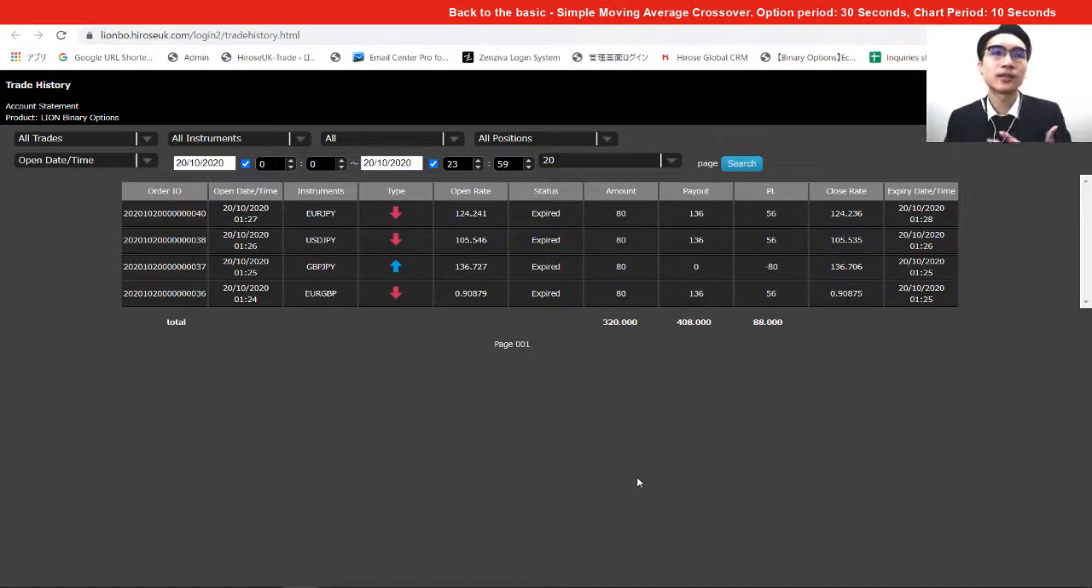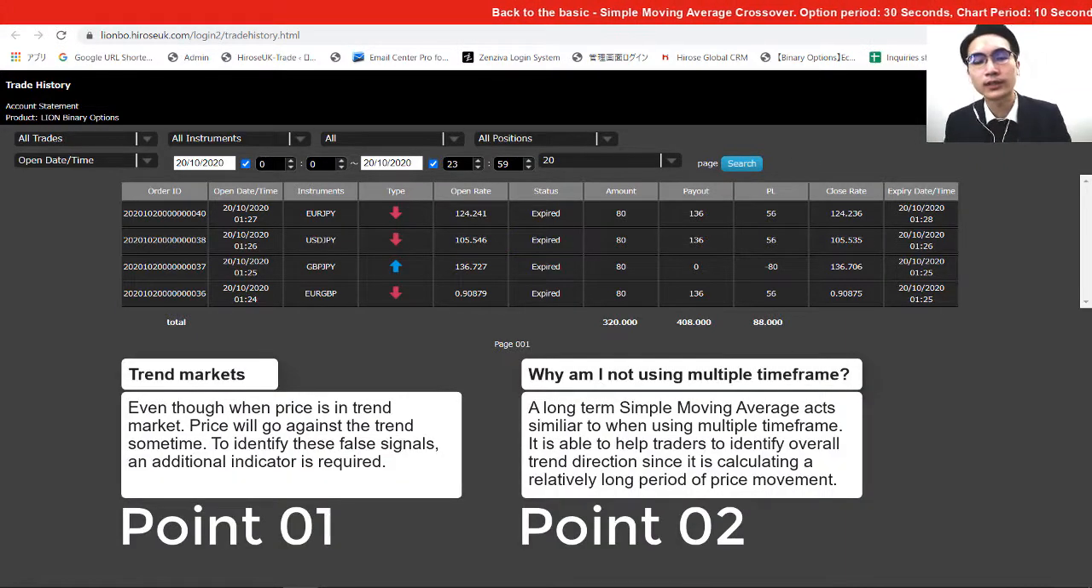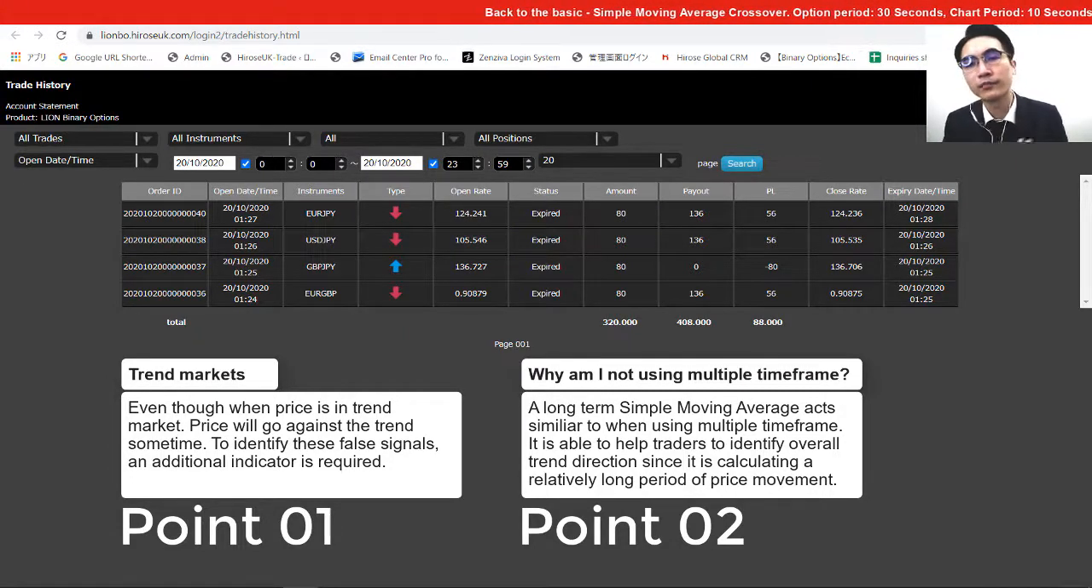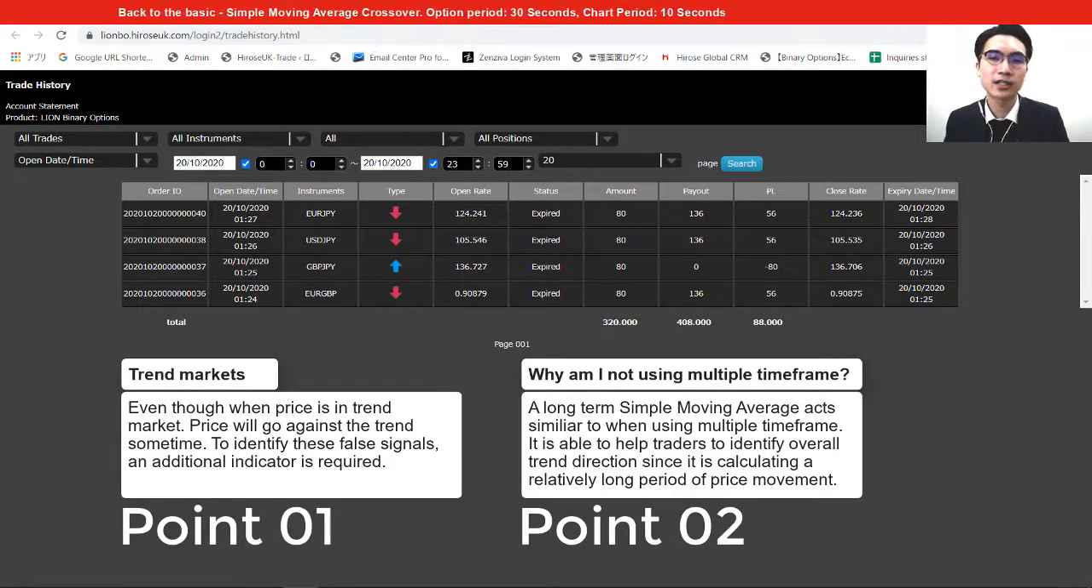Again, a quick summary for today. Remember, even though the market is in an uptrend, there are times when the price goes against the trend, and if we place a trade at that time, we might lose that trade. That's why people use MACD together with the simple moving average to filter out those false signals. Perhaps tomorrow I can do a video on the combination of MACD and simple moving average and show you how you can make this strategy more accurate.